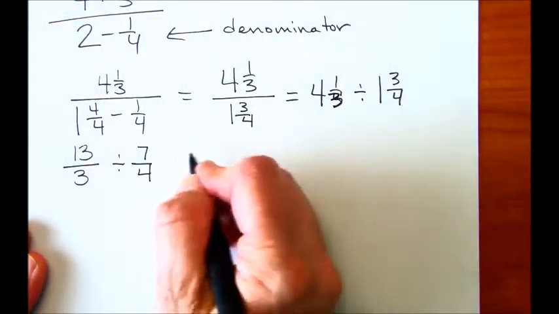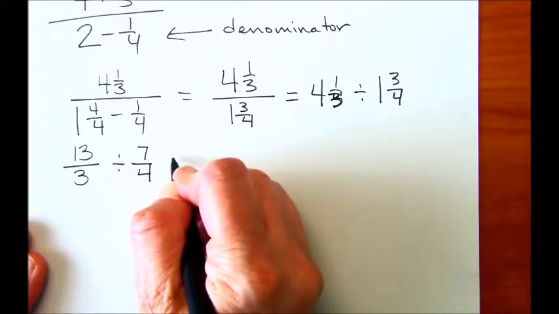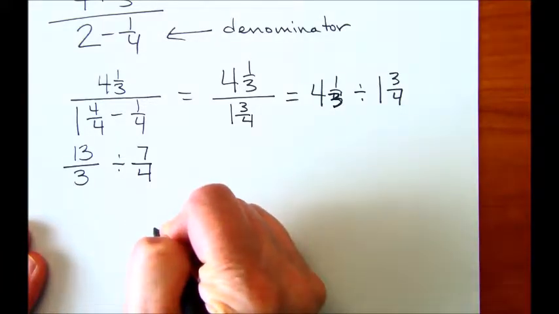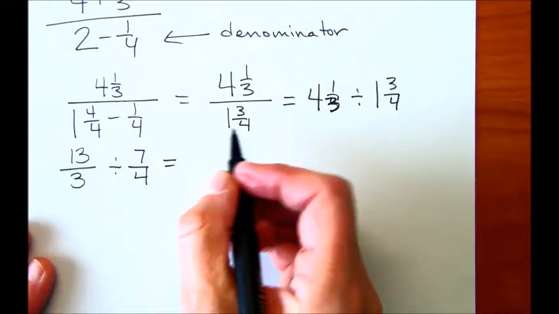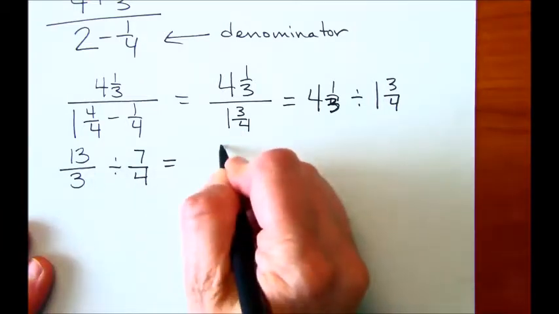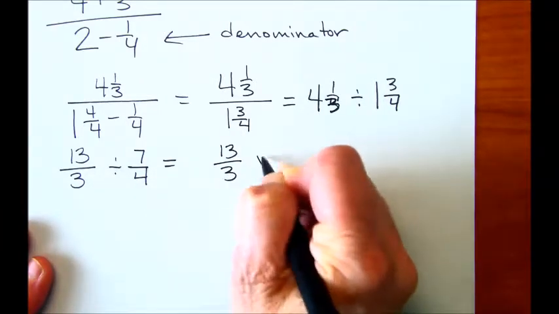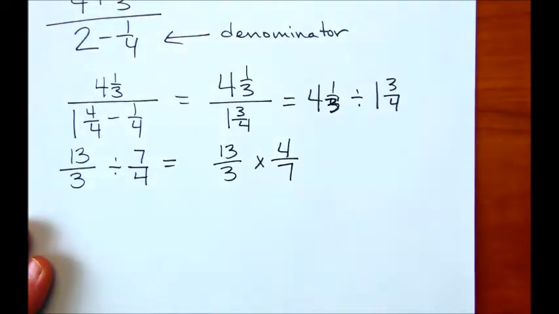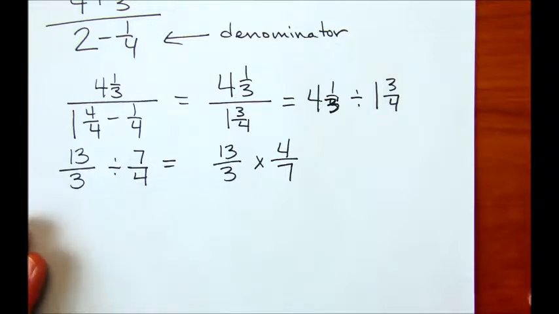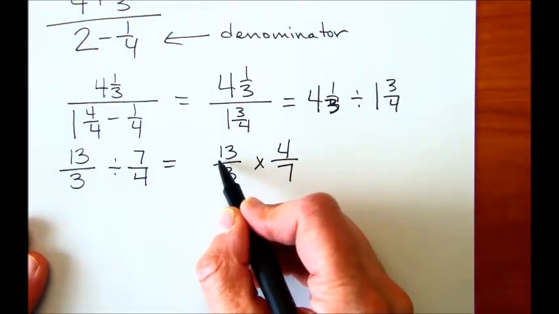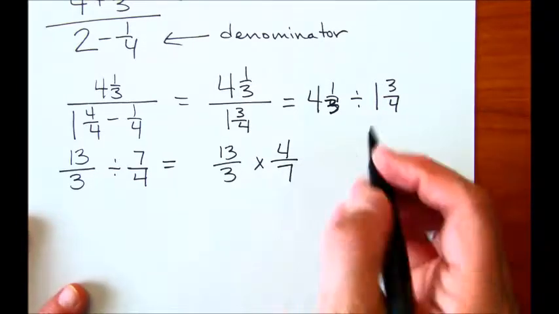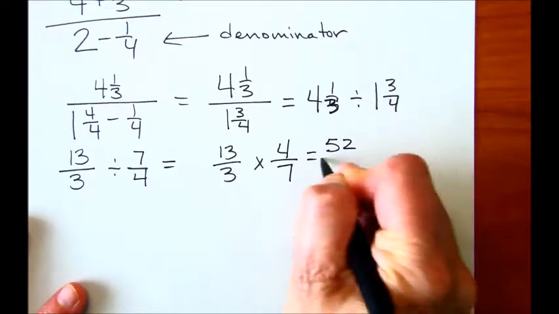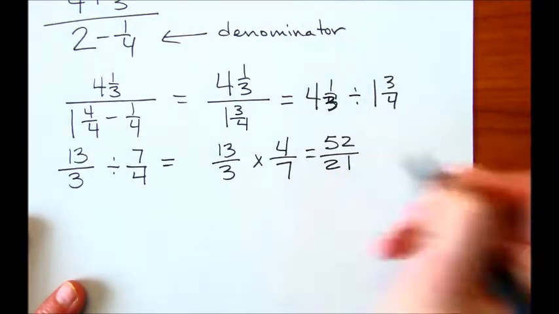Okay, now let's go ahead and rewrite it. 13/3 times 4/7. Now it does not look like we can reduce, so we've got to do a little multiplication. I know 13 times 2 is 26, and double that, that's going to give me 52. 3 times 7 is 21.